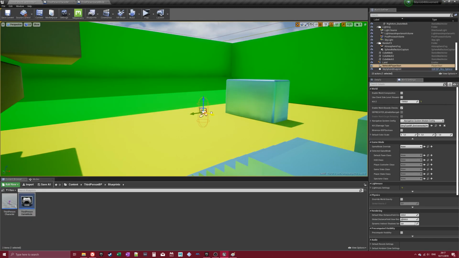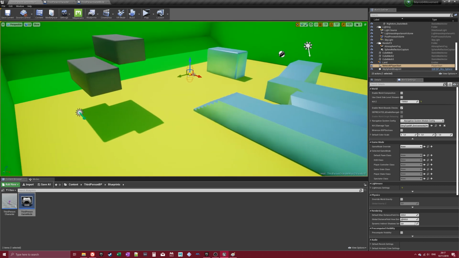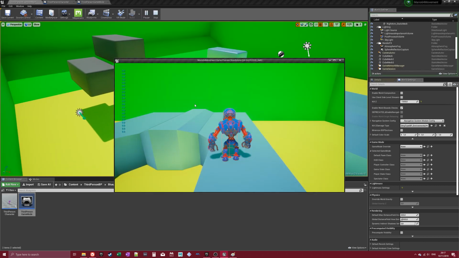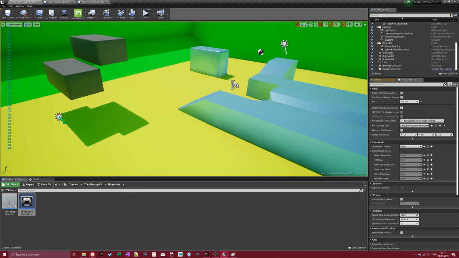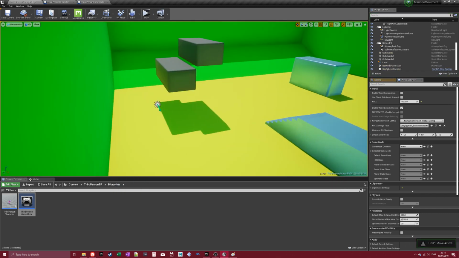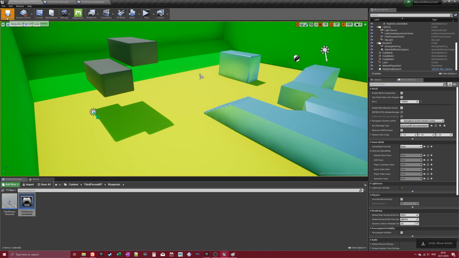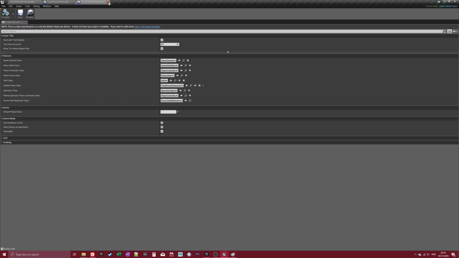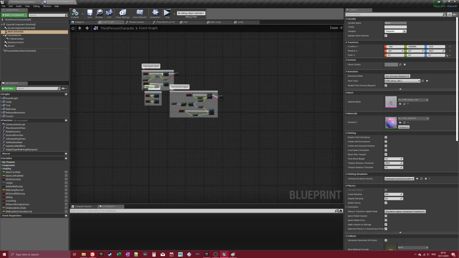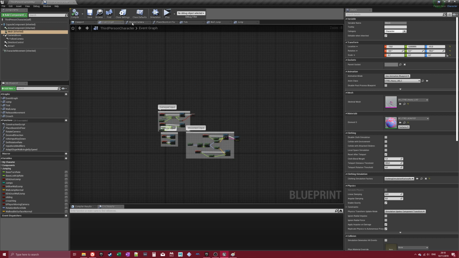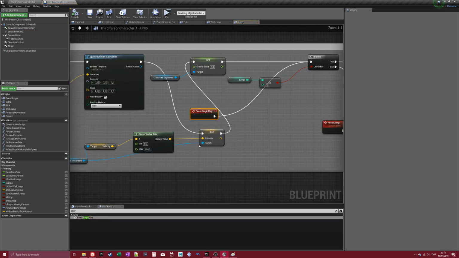So we have this player start here. There we are. Cool. There we are. Okay, cool. Nothing interesting here. Now let's start here. Let's look first at how I initialize the character, if at all.